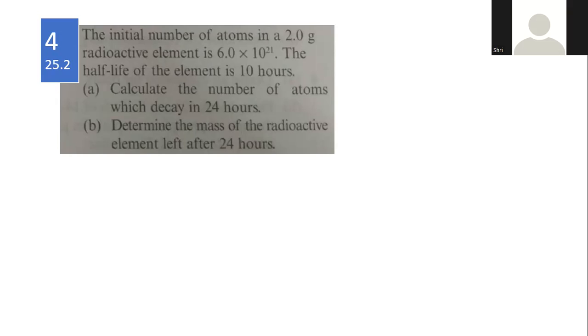Okay, the initial number of atoms in a 2-gram radioactive element is 6 times 10 to the power 21. The half-life of the element is 10 hours. Calculate the number of atoms that decay in 24 hours. Okay, what should I do?